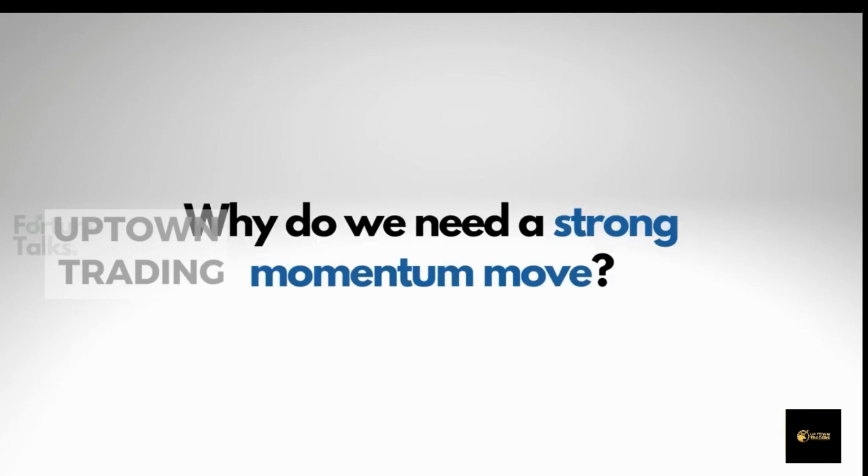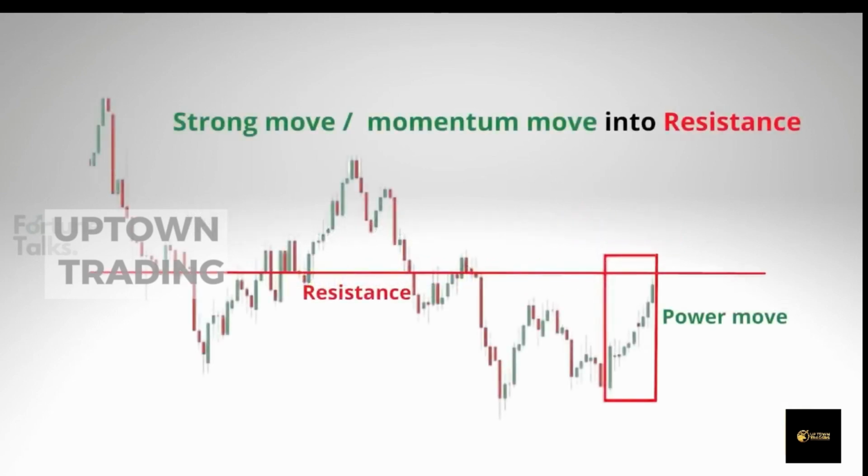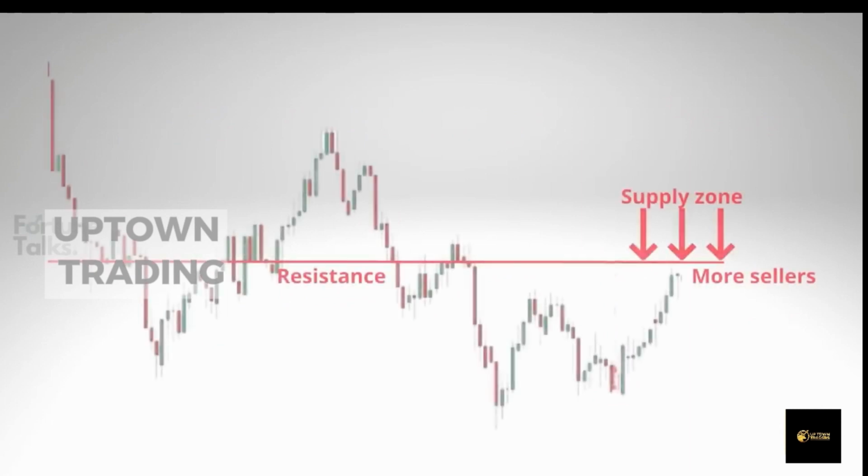Let me explain why you want to see large bodied candles into an area of support or resistance. Let's say when you look at a resistance and you have a strong move coming to the resistance level. At this point, ask yourself what exactly a resistance is. In the previous video, we said that resistance is a price level which stops the price from moving up, or simply a level where the supply is high.